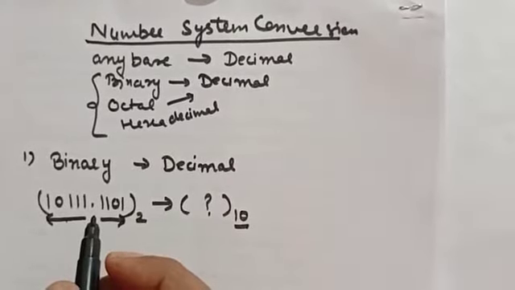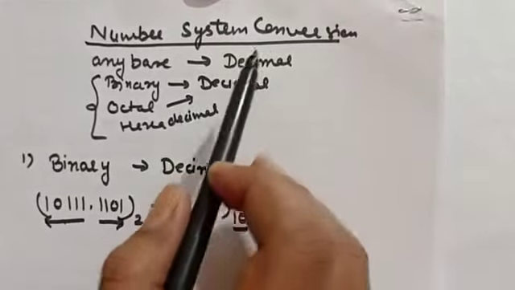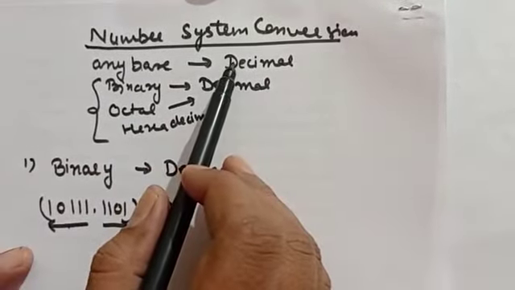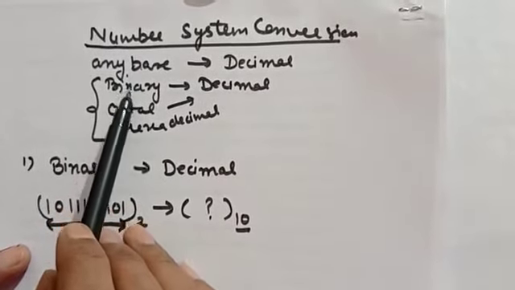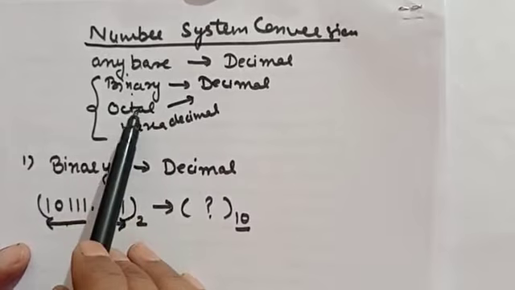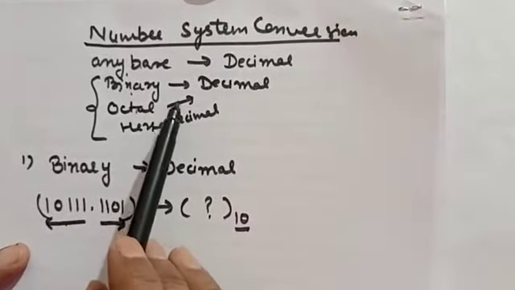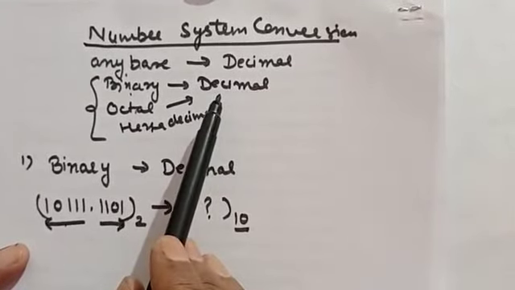Dear students, today's topic is number system conversion. Today we are converting any base to decimal number system. That means on the left hand side we may have any base. It may be binary, it may be octal, or it may be hexadecimal number system, and we want to convert these bases into decimal number system. That means base is 10.